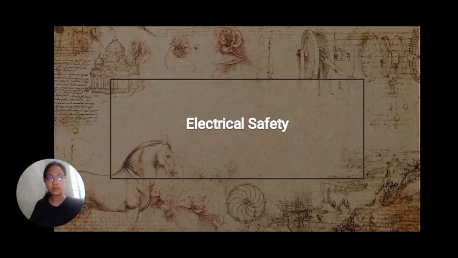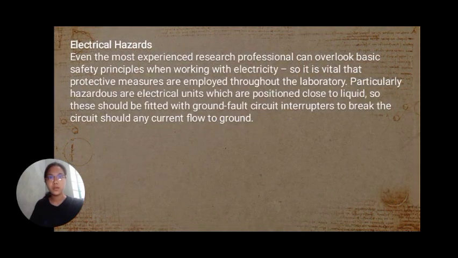Electrical safety. Even the most experienced research professional can overlook basic safety principles when working with electricity. So it is vital that protective measures are employed throughout the laboratory. Particularly hazardous are electrical units which are positioned close to liquid. So these should be fitted with ground fault circuit interrupters to break the circuit should any current flow to ground.